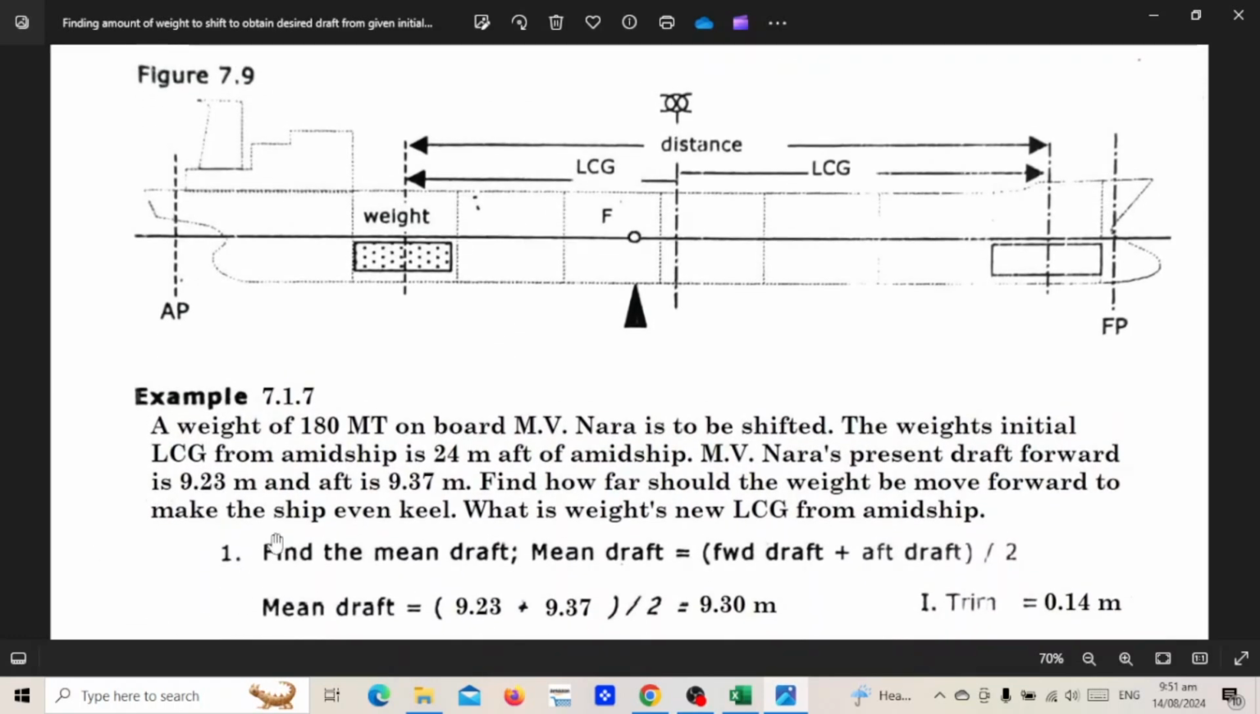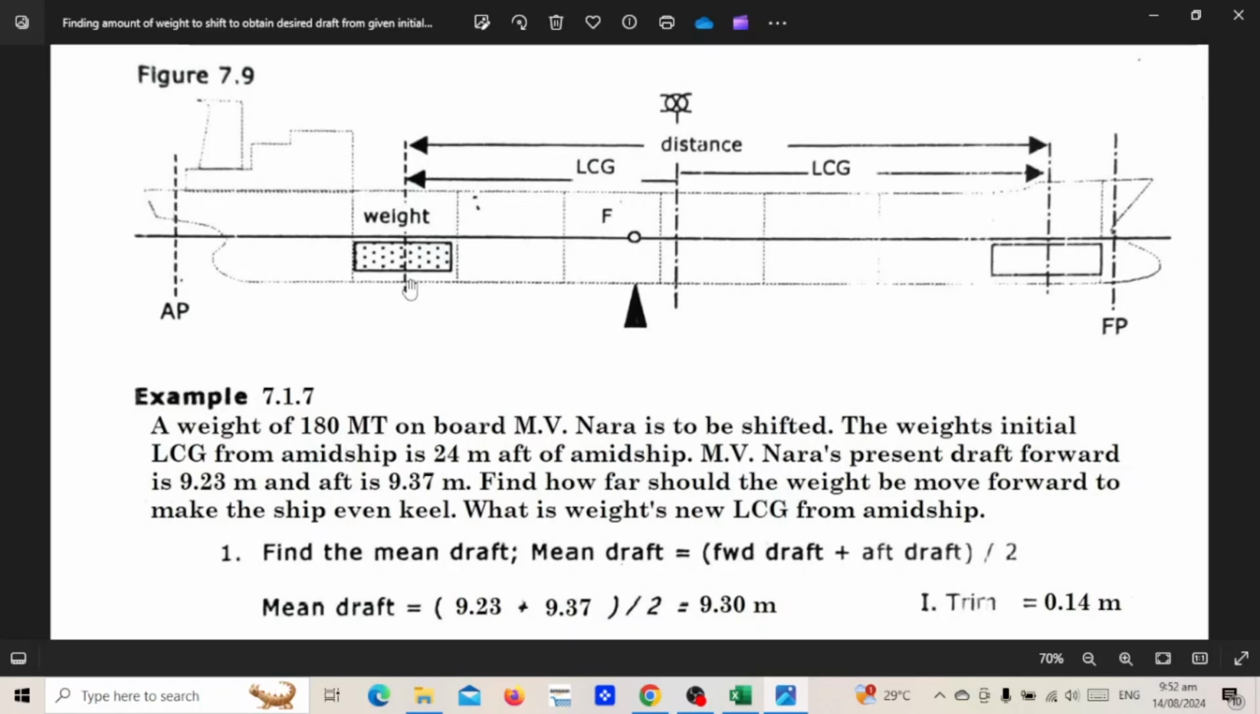A weight of 180 metric tons on board the vessel Nara is to be shifted, meaning, guys, we're going to shift this weight of 180 metric tons anywhere in the vessel. What we're going to do is only to shift. So we don't add, we don't reduce the weight of this cargo or whatever. So this amount of 180 will be intact. All we have to do is shift.